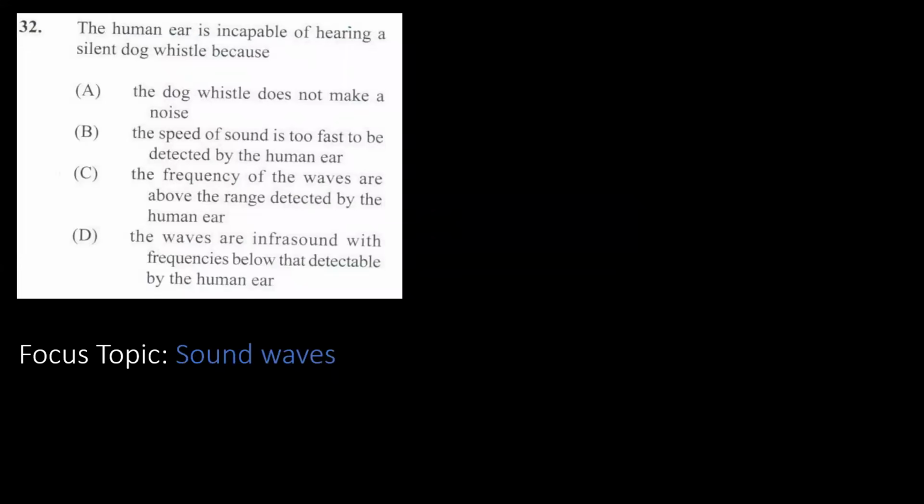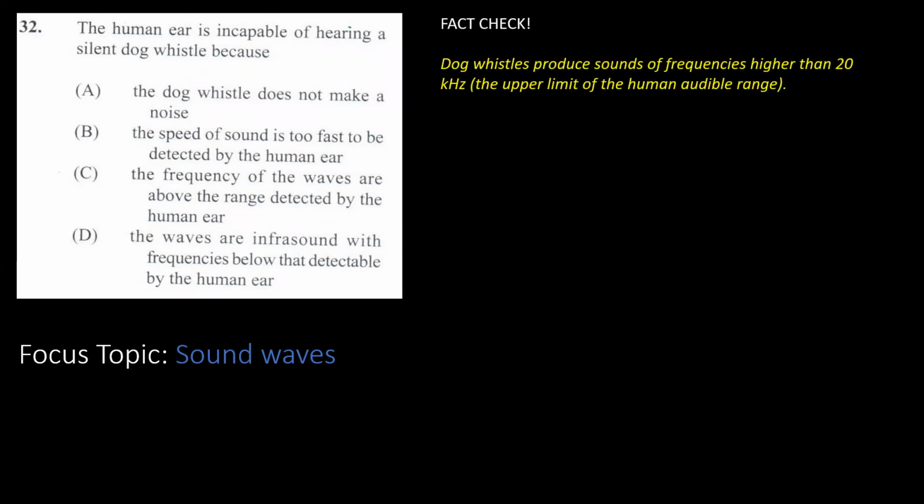Okay, now we're on to the topic of sound waves. The human ear is incapable of hearing a silent dog whistle, and this is due to the fact that humans are only able to hear sounds between the frequencies of 20 hertz and 20 kilohertz, but a dog whistle actually produces sounds that have higher frequencies. So the dogs will be able to hear it, but humans cannot hear. So our answer is C.